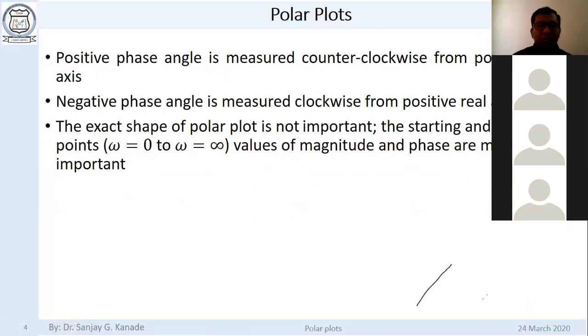One important thing to note is we are not really interested in the exact shape or exact points of the polar plot. What is more important is the starting and ending points, which means omega equal to 0 and omega equal to infinity. These are very important. Most of the time while calculating polar plots, we calculate the values of magnitude and phase at the terminal points, omega equal to 0 and omega equal to infinity.